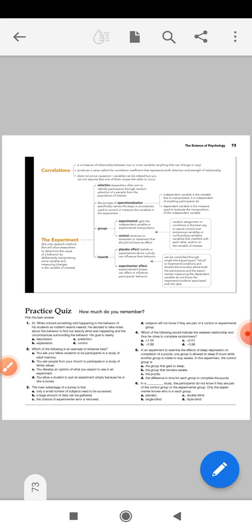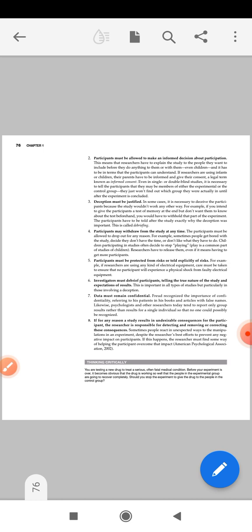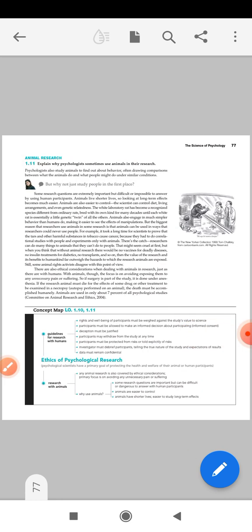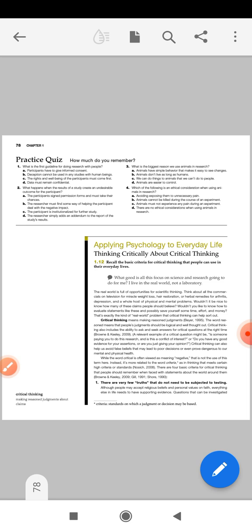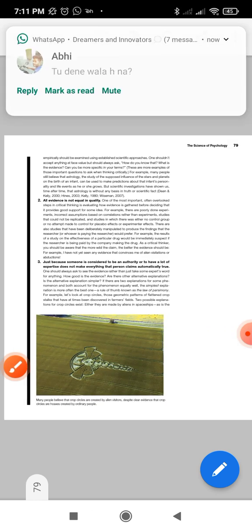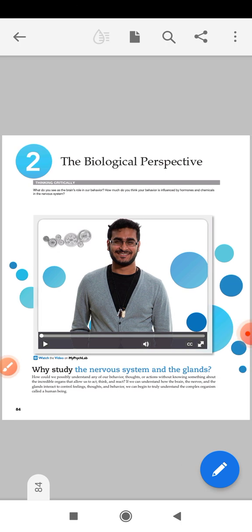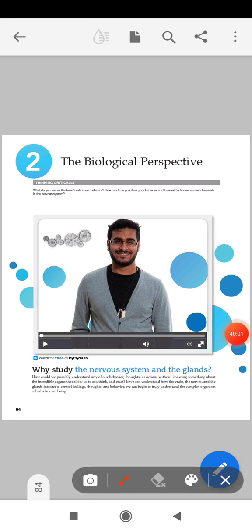That's the end of this article. The next and last topic of the chapter is the ethics of research in psychology. When we conduct research, we have to follow some ethical rules which are laid down by the APA, the American Psychological Association, and by different psychological associations in different countries also. These we will study in our next class, which will be the biological perspective of psychology, the first perspective we are going to deal with. Okay, that's the end.